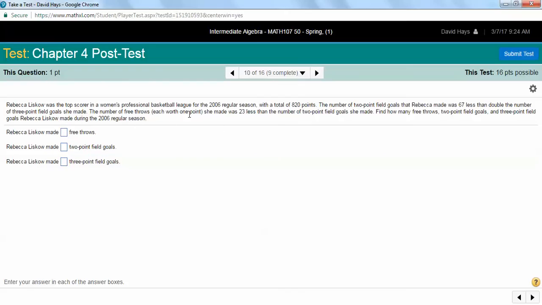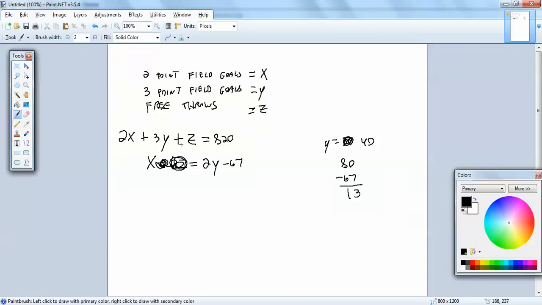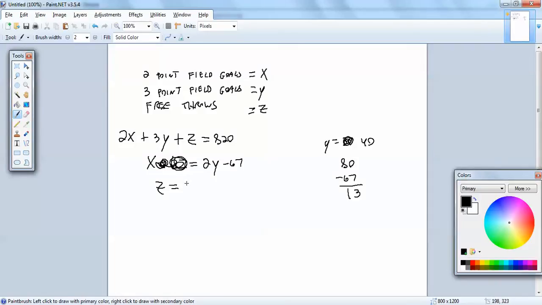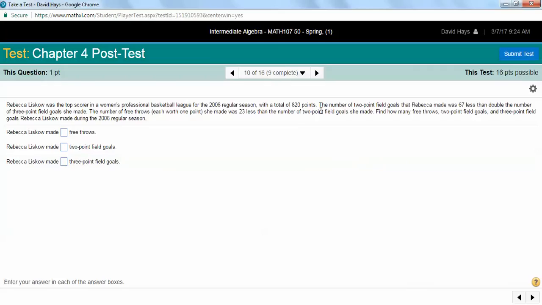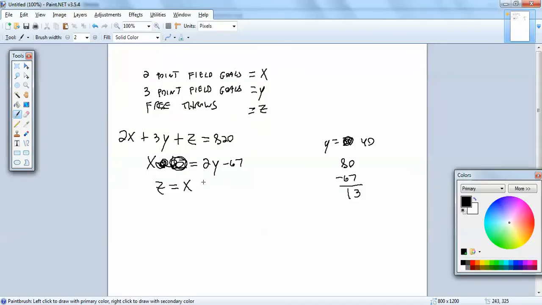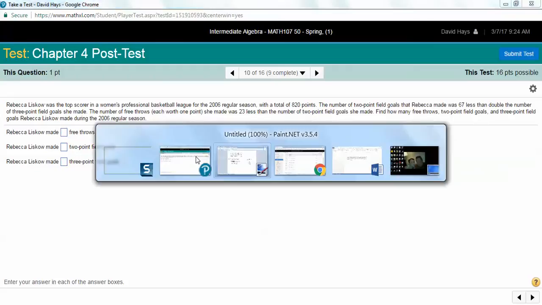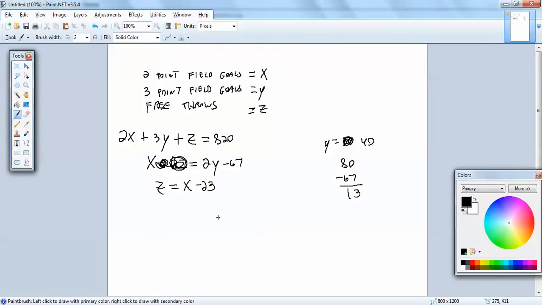Number of free throws, each worth 1 point, she made was 23 less. Number of free throws, Z, equals 23 less than the number of 2-point field goals. Well, I'm getting caught up in the words here. 23 less. Okay, the number of free throws she made was 23 less than the number of 2-point. Find out how many free throws and all those. Okay. That looks like it.